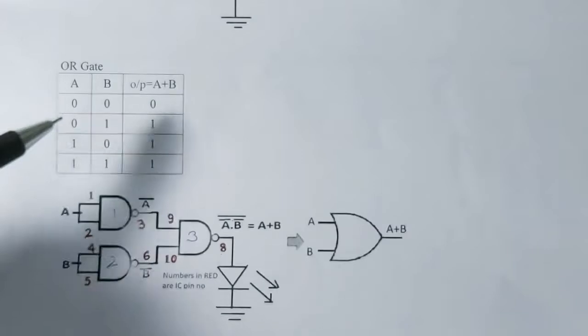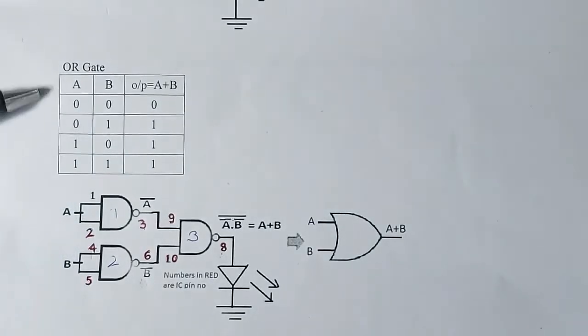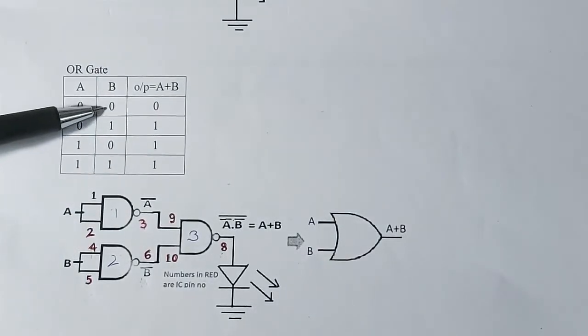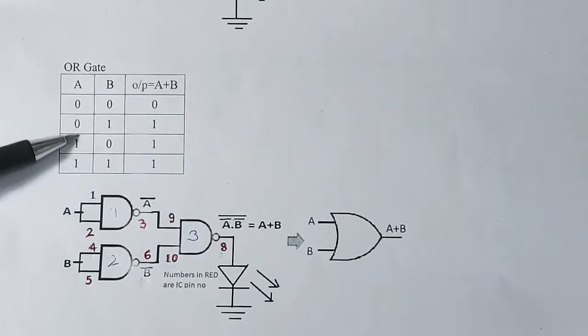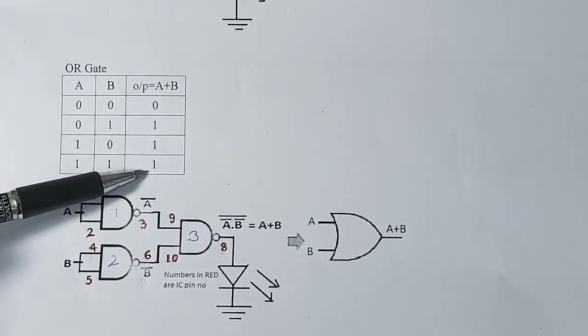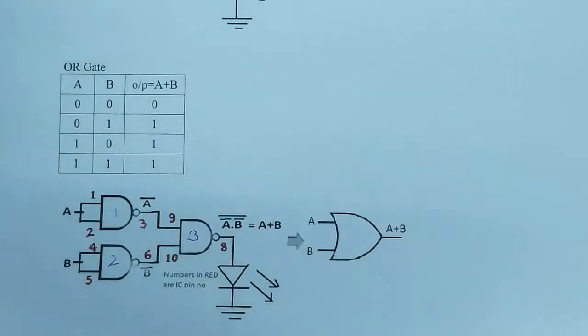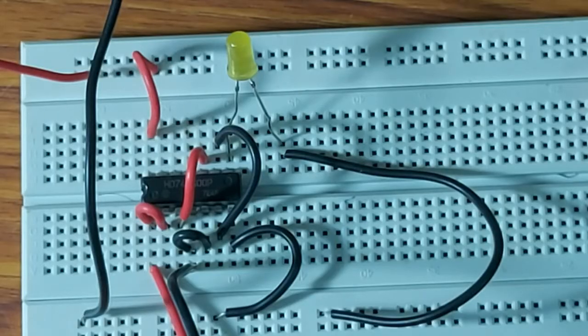So let's prove the truth table. A equal to 0, B equal to 0, the output is 0. For all other conditions, the output is 1. Now we are using the NAND gate to make an OR gate.